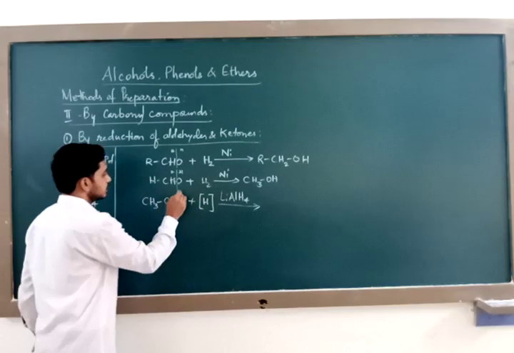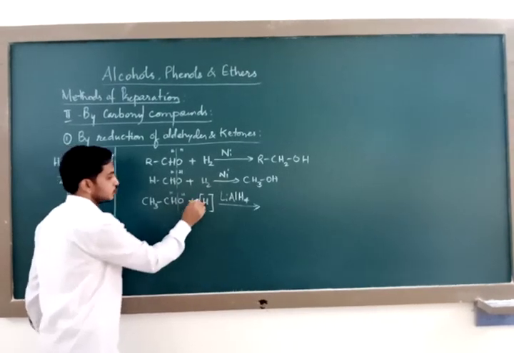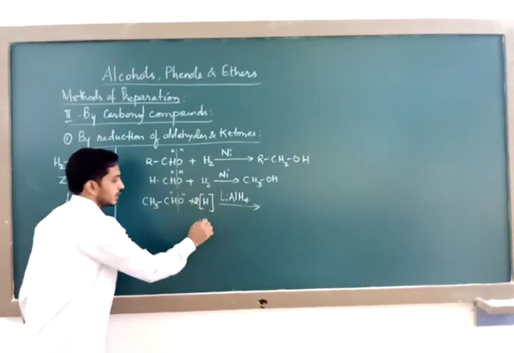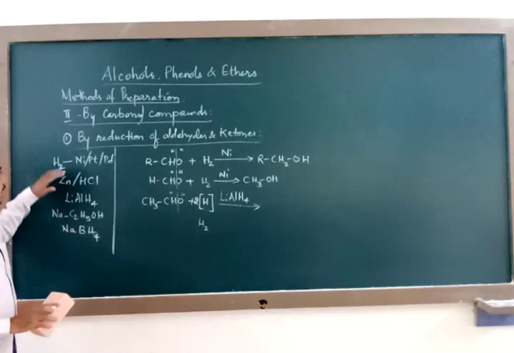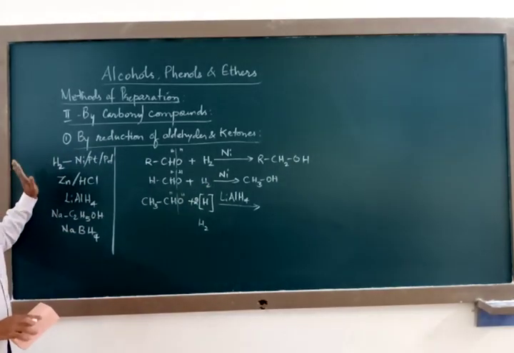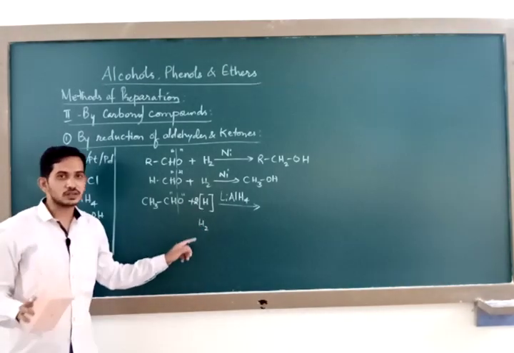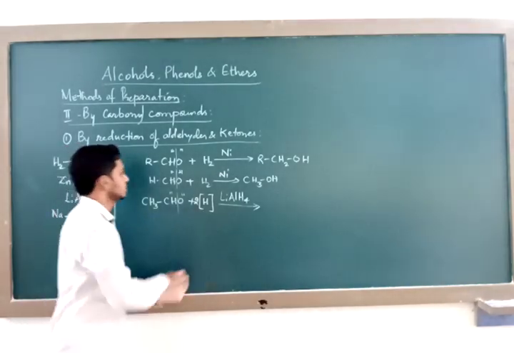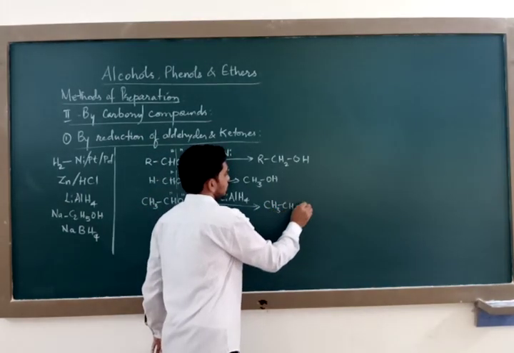So in this case, here one hydrogen, here one hydrogen, so you write 2H. Do not write H2 if you are using any reducing agent other than catalytic hydrogenation. Compulsorily you have to use nascent hydrogens and not the molecular form of hydrogen. The product is CH3CH2OH.